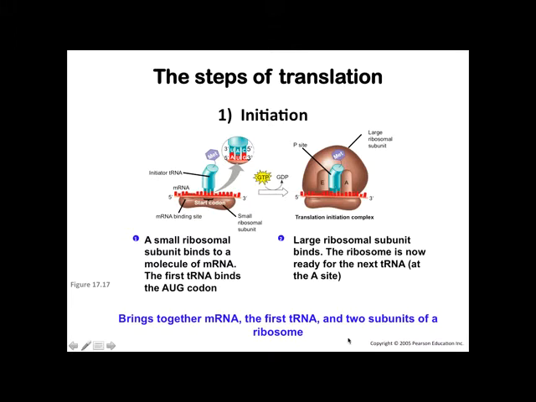So on the bottom here, this kind of sums up initiation. The small ribosomal subunit binds the mRNA, recruits the first tRNA, and then this results in the recruitment of the large ribosomal subunit.